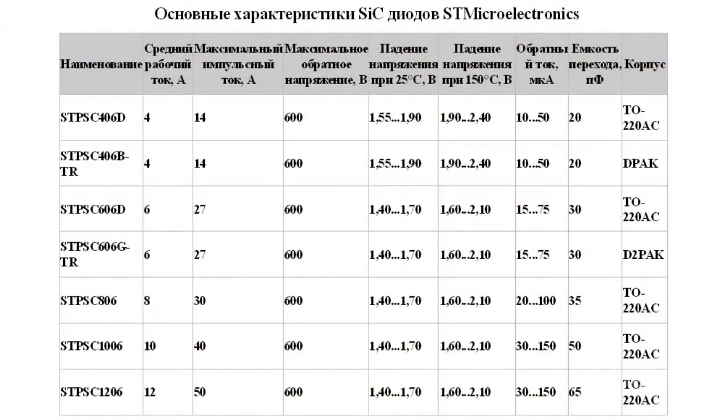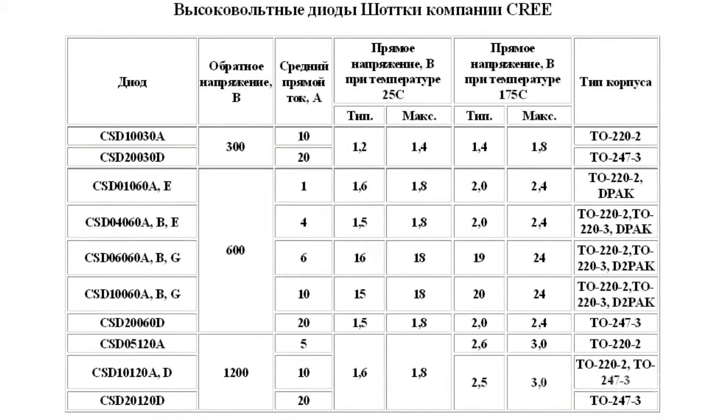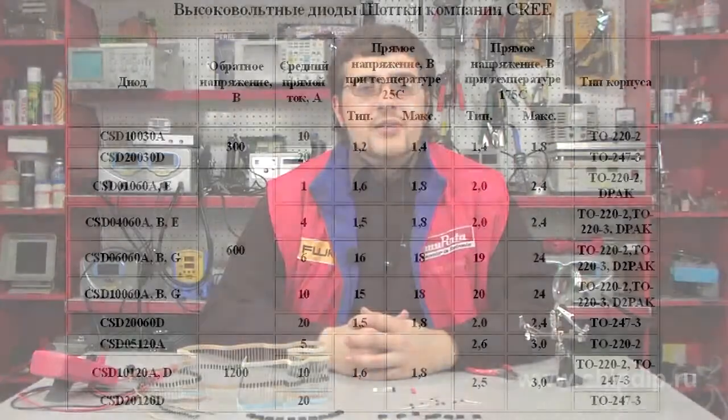At the moment, high-voltage Schottky diodes are manufactured by several companies. These include the diodes of the STPS series by ST Microelectronics with the back voltage of 600 volts. Another example is the diodes of the CSD series by Cree, manufactured under the Zero Recovery brand.